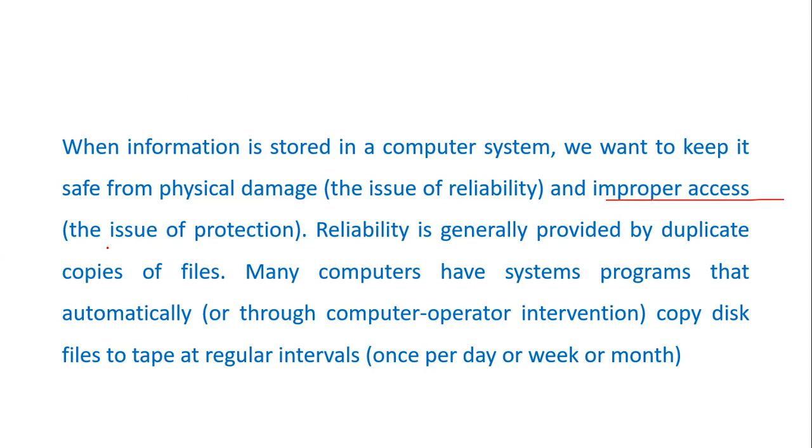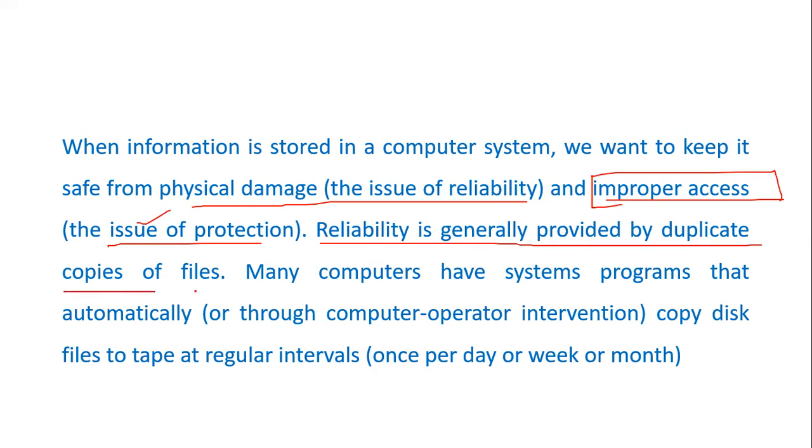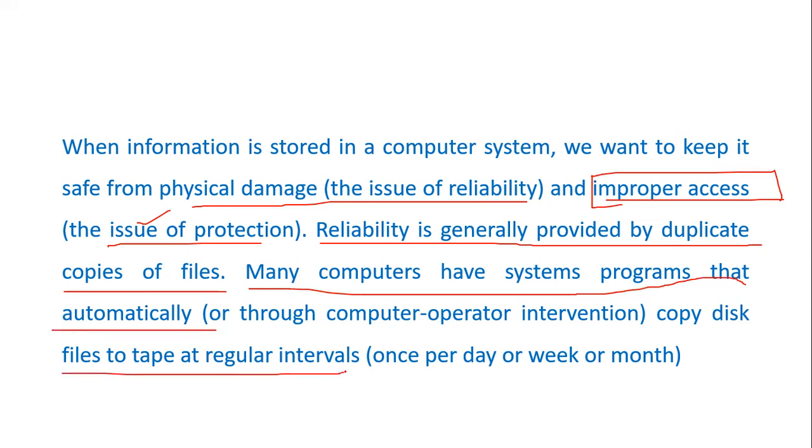Improper access is what file protection addresses. Physical damage is a matter of reliability, which we cannot concentrate on here. But we should keep our file safe from improper access, and for that we go for protection. Reliability is generally provided by duplicate copies of files. Many computers have system programs that automatically copy the disk files to tape at regular intervals, once per day, week, or month.